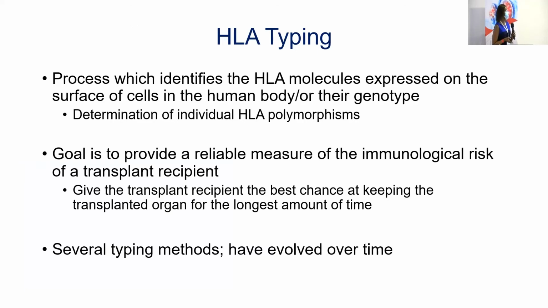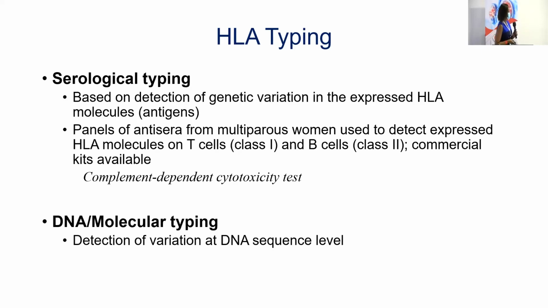The goal of HLA typing, when you look at that match or mismatch, is to provide a measure of immunological risk of rejection. And the aim basically is to ensure that the transplant recipient can keep that transplanted organ for the longest amount of time. So there are various typing methods that have evolved over the years with advances in molecular biology.